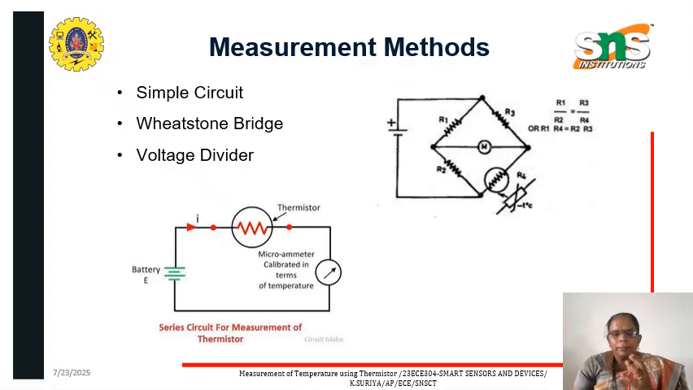So the temperature can be measured using thermistors in three types of configuration. First one is using a simple circuit where a thermistor can be connected in a simple circuit with a voltage source and an ammeter. Changes in temperature will cause a change in resistance, which can be measured as a change in current as shown in the diagram below.